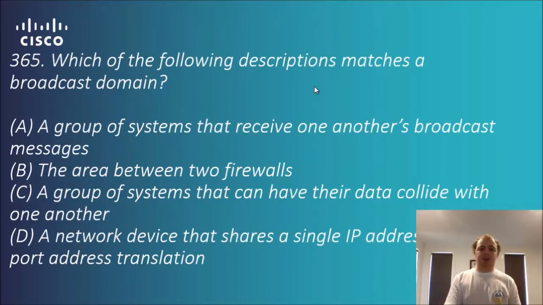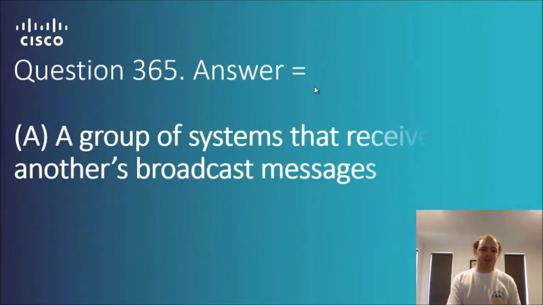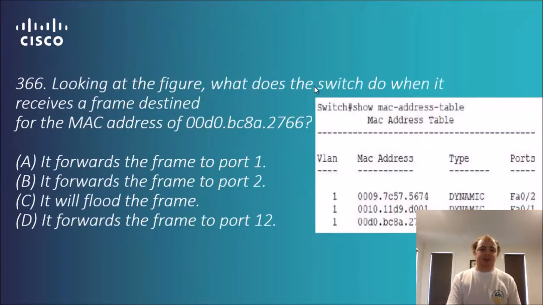365, which of the following descriptions matches a broadcast domain? We've got a group of systems that receive one another's broadcast messages, an area between two firewalls, a group of systems that have their data collide with one another, that's a collision domain. It's not a broadcast domain, so we can wipe out C already. And a network device that shares a single IP address via port address translation. So as you'd guess, based off the other question, the broadcast domain will be A. A group of systems that receive one another's broadcast messages.